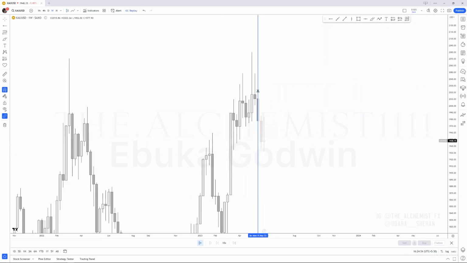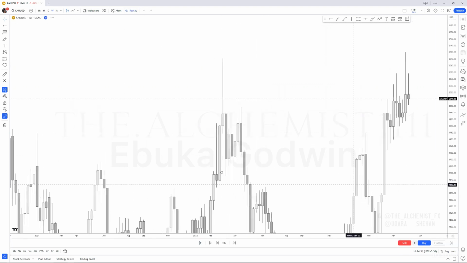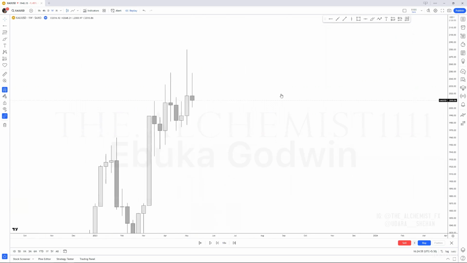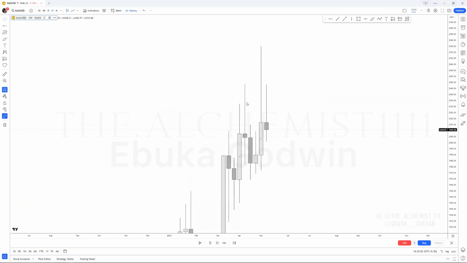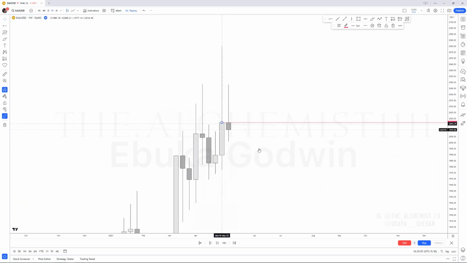Where did this drop come from? Right, I told you a bullish and a bearish candle will create what? A resistance, right? A bullish and a bearish candle will create a resistance. So what do we have in here? A bullish and a bearish candle. So we have this.